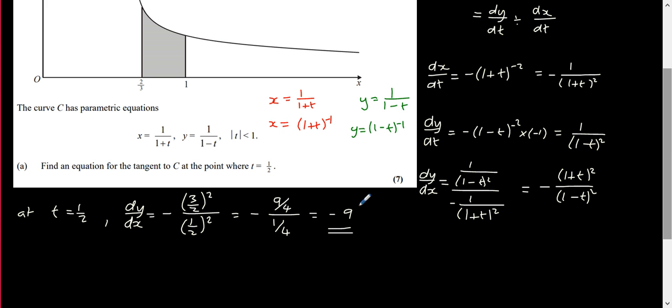So that's our gradient of our tangent, all right? So we've worked out dy by dx. We have substituted t equals a half. We now have a value of the gradient of the tangent at that point.